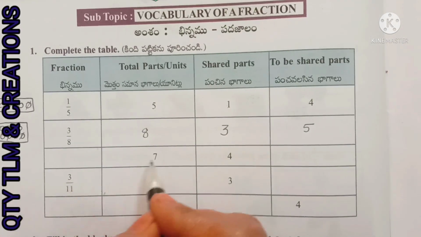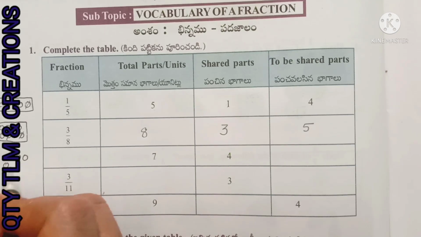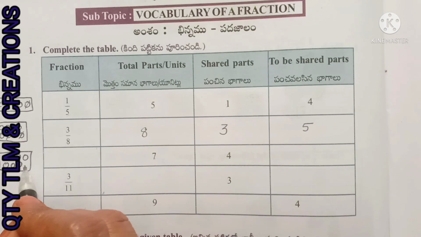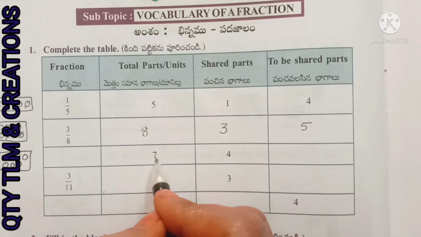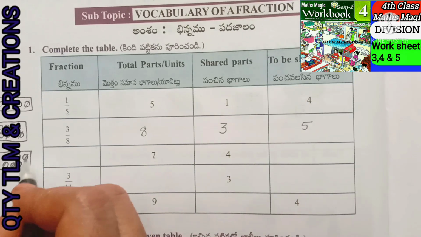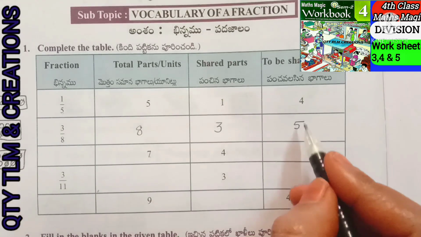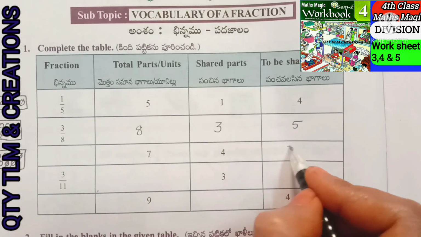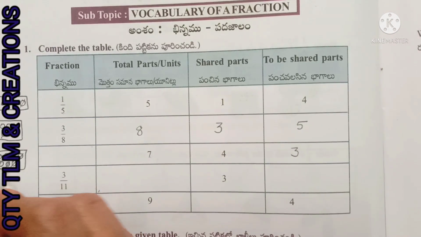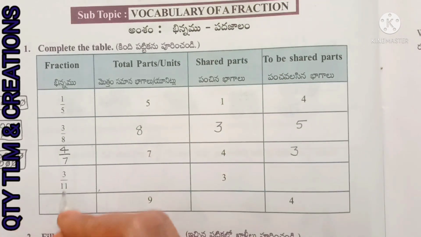Next, total tablets are 7. 1, 2, 3, 4, 5, 6, 7. In a tablet sheet, there are 7 tablets. Total tablets are 7. Shared tablets are 4. 1, 2, 3, 4. Remaining tablets are 1, 2, 3. That means to be shared parts are 3. So here the fraction is, total tablets are 7, shared parts are 4, 4 by 7.